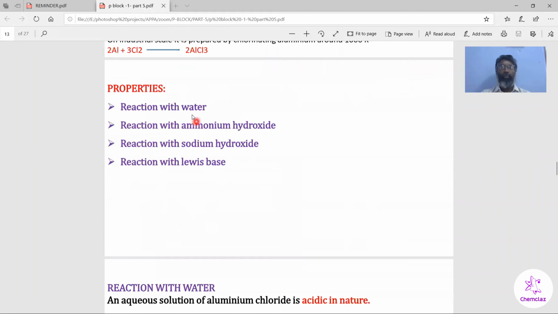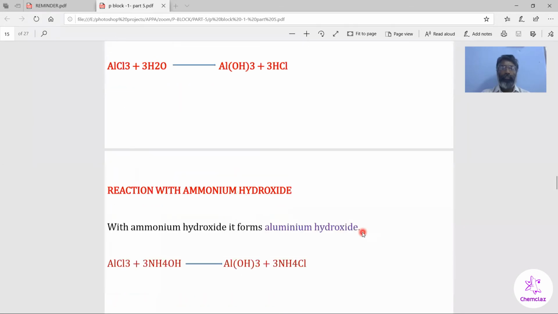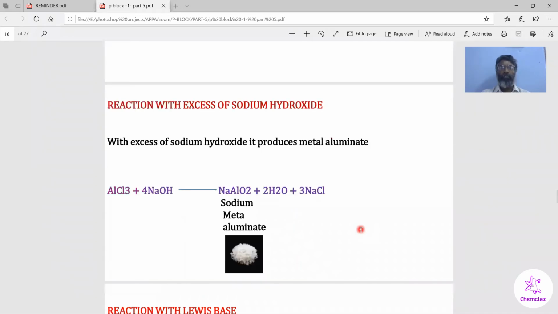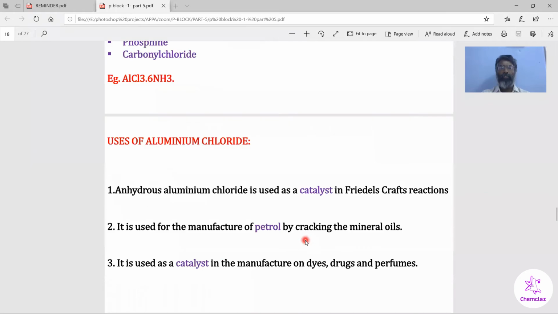So, the properties of aluminum chloride: reaction with water, reaction with ammonium hydroxide, reaction with sodium hydroxide, reaction with the Lewis base. This one is reaction with water. This one is reaction with ammonium hydroxide, a weak base. This one is reaction with sodium hydroxide, a strong base. This is the appearance of sodium meta-aluminate. Then reaction with the Lewis base. The last one is uses of aluminum chloride.